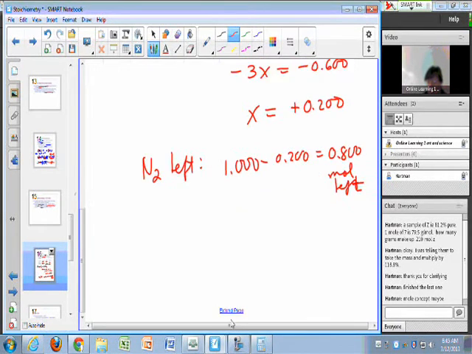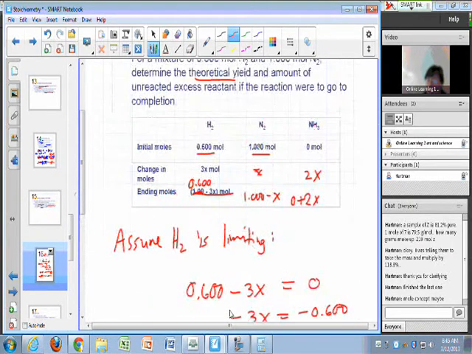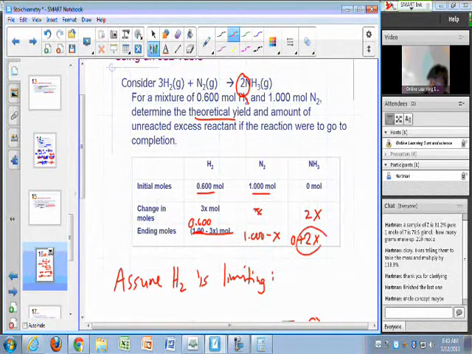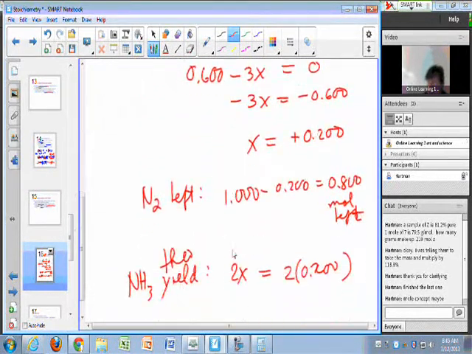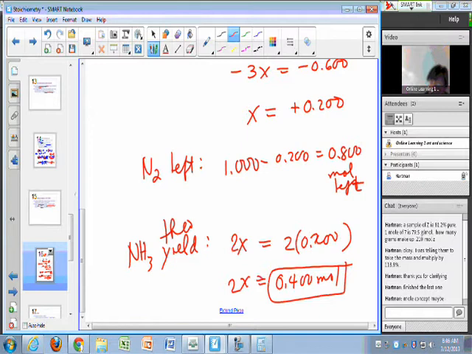So what's your theoretical yield here? The NH3 yield, the theoretical yield, would be 2x. So that's 2 times 0.200. NH3 has a coefficient of 2, right? So 2x would be equal to 0.400 moles of NH3.